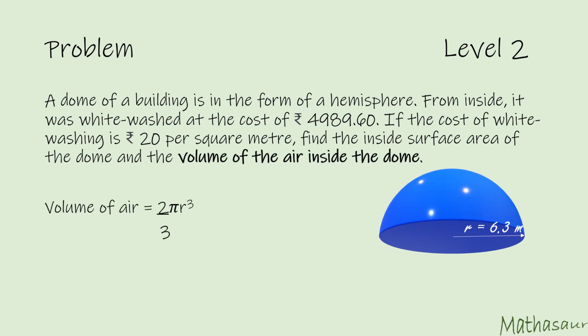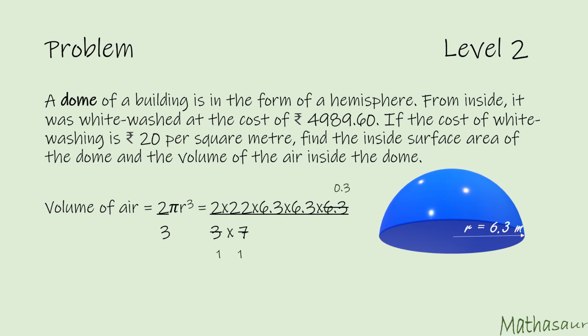Now the question is asking us to find the volume of air inside this dome. Now that would be equal to the volume of this hemisphere, or 2 upon 3 pi r cube. Let us substitute the values and simplify. Upon multiplication, we find that the volume of air is 523.9 cubic meters.